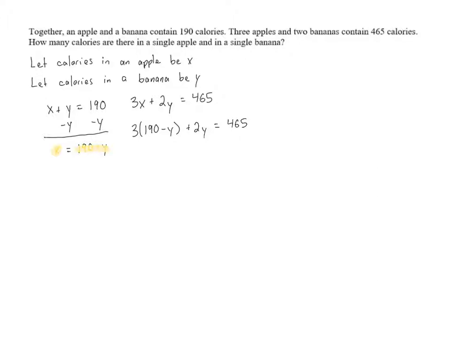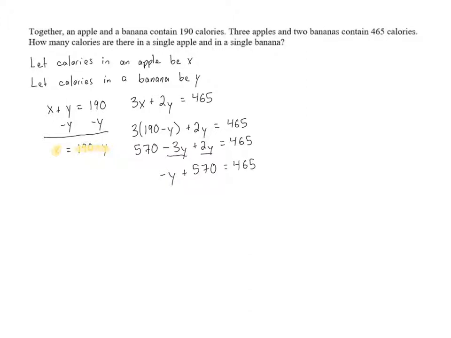We can start by distributing the 3. 3 times 190 is 570, minus 3 times y is 3y. So we have 570 minus 3y plus 2y equals 465. We can combine like terms on the left. Negative 3y plus 2y is negative y. So we have negative y plus 570 equals 465.